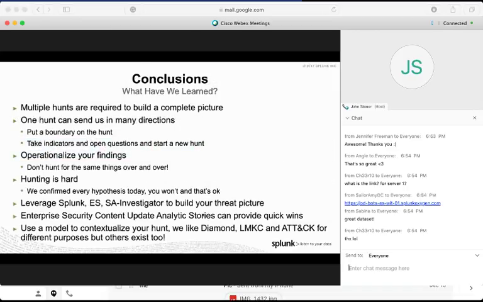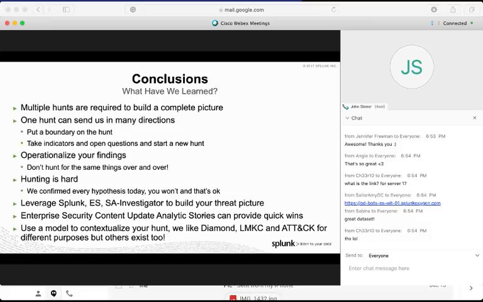So, pulling all this together at the end, you're going to need multiple hunts to pull together a complete picture. A single picture is not going to happen just by doing one hunt, boom, we're done. And these hunts can obviously go in many different directions, so it's very important to put a boundary around your hunt.